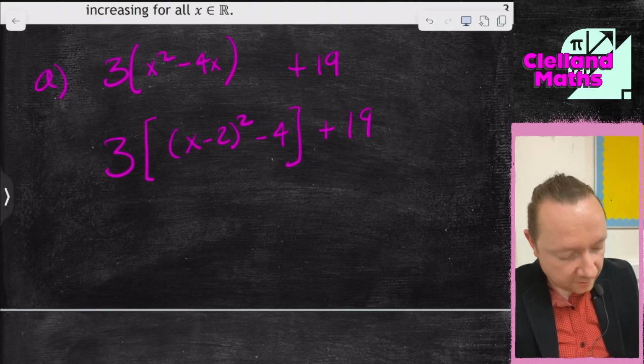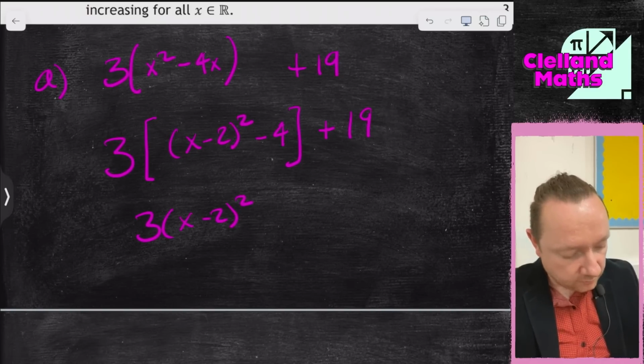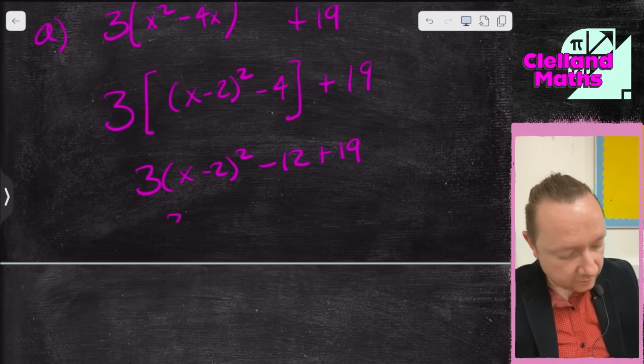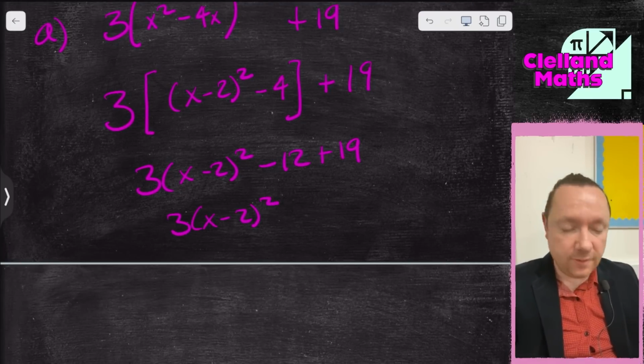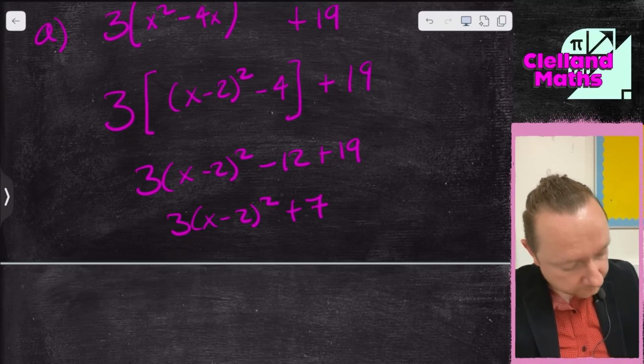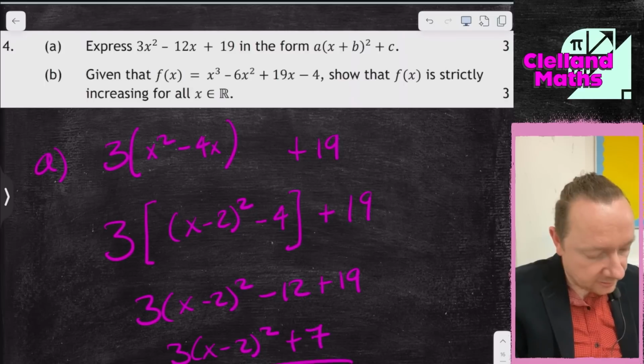I then expand it a bit. 3(x minus 2) all squared, 3 times 4 is 12, plus 19. So that gives me 3(x minus 2) all squared, finally, 19 minus 12 is 7, so plus 7. And we're done there. Part B says f of x is this, show that it's increasing.